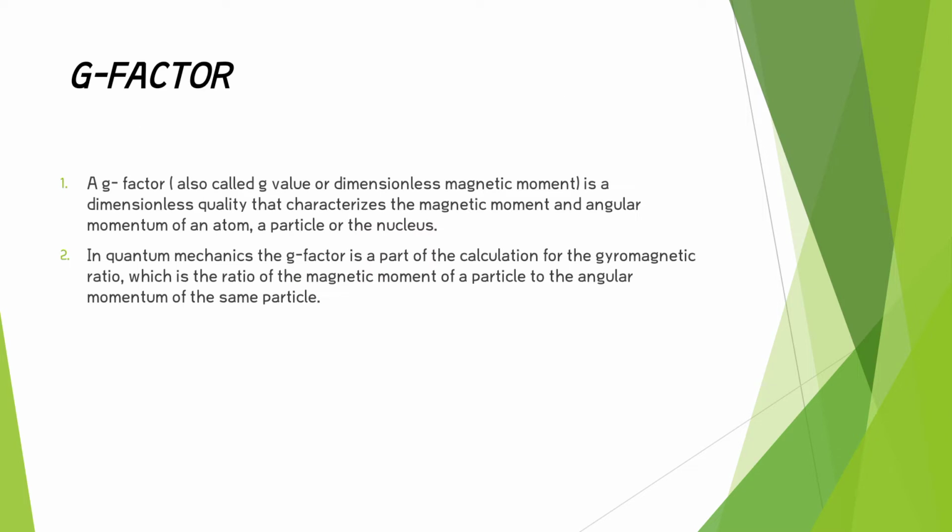So now we will see a brief description about what G factor actually is. A G factor, also called a G value or dimensionless magnetic moment, is a dimensionless quantity that characterizes the magnetic moment and angular momentum of an atom, a particle or the nucleus. In quantum mechanics, the G factor is a part of the calculation for the gyromagnetic ratio, where gyromagnetic ratio means the ratio between the magnetic moment of a particle to the angular momentum of the same particle.